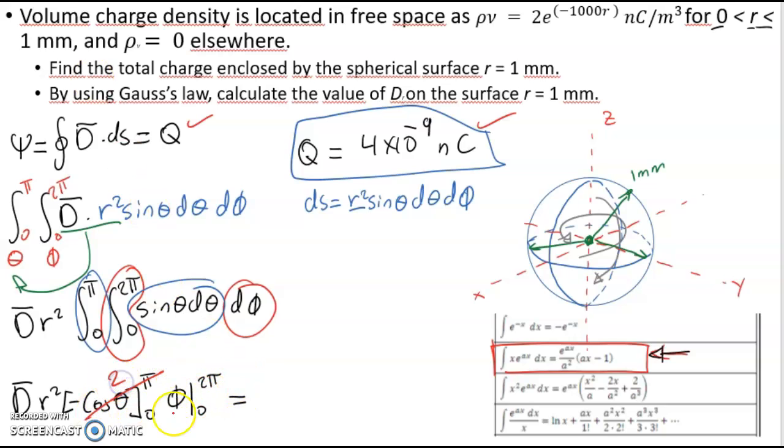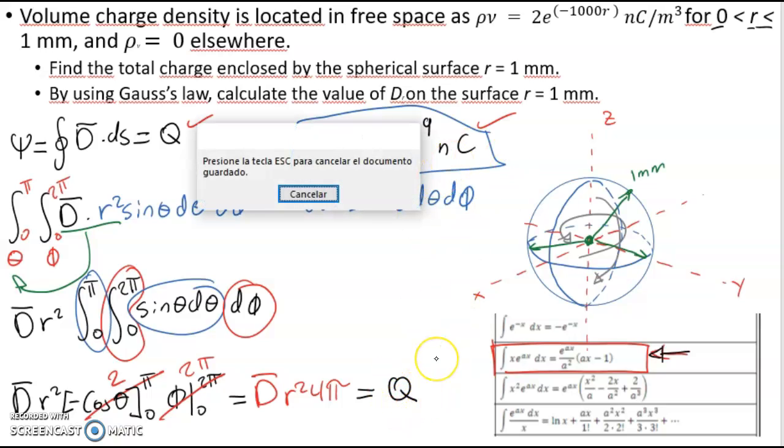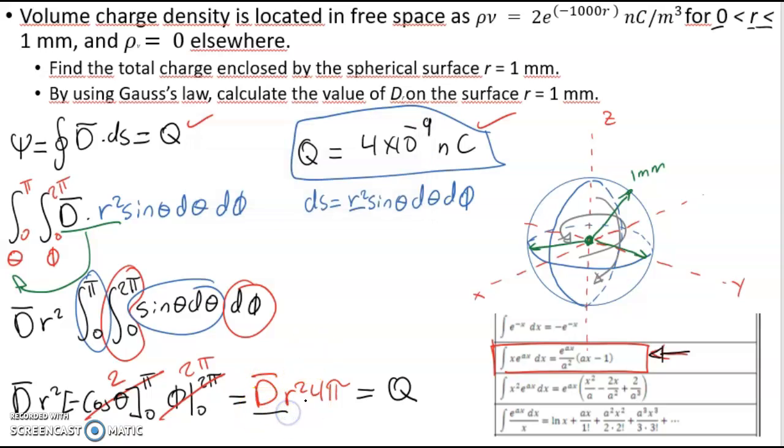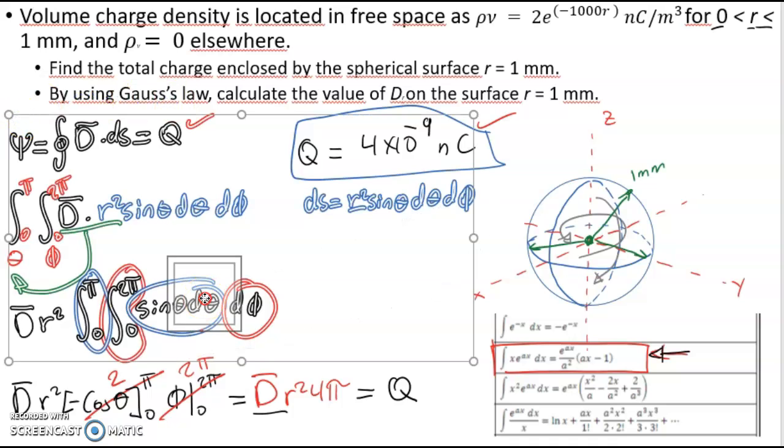This becomes 2, this becomes 2 pi, and we'll get the expression D radius squared 4 pi. And we know that's going to be equal to the charge. So what we need to do is replace the charge in here and solve for the value of D. In order to do that, let me clear this board.